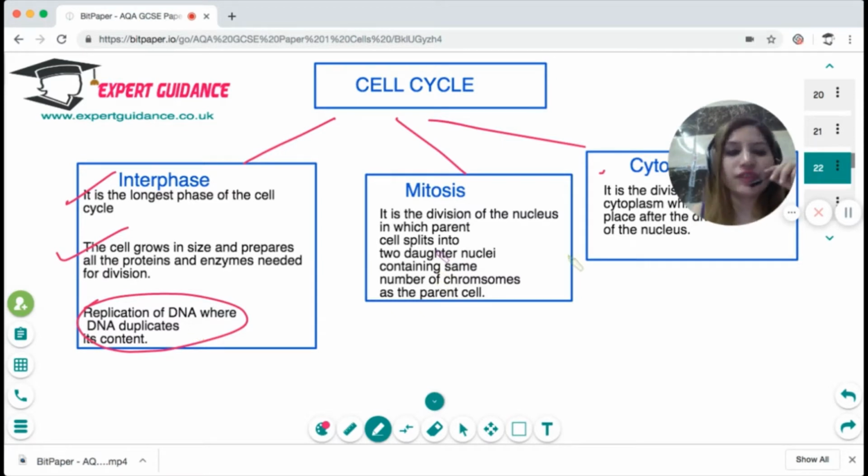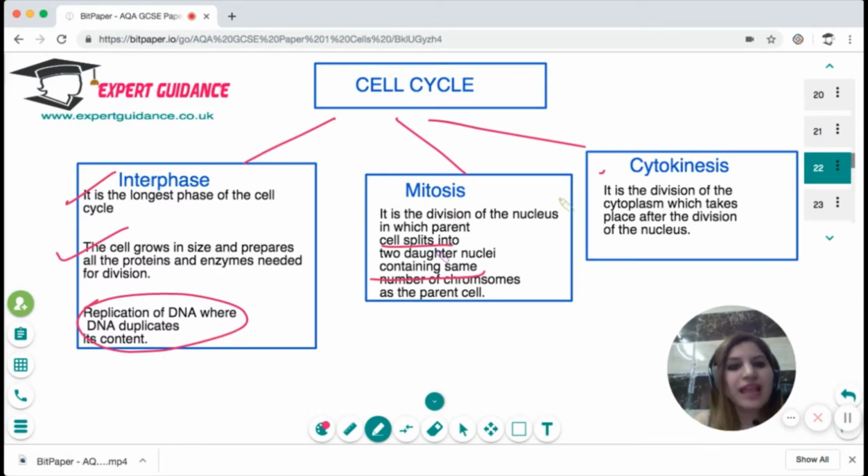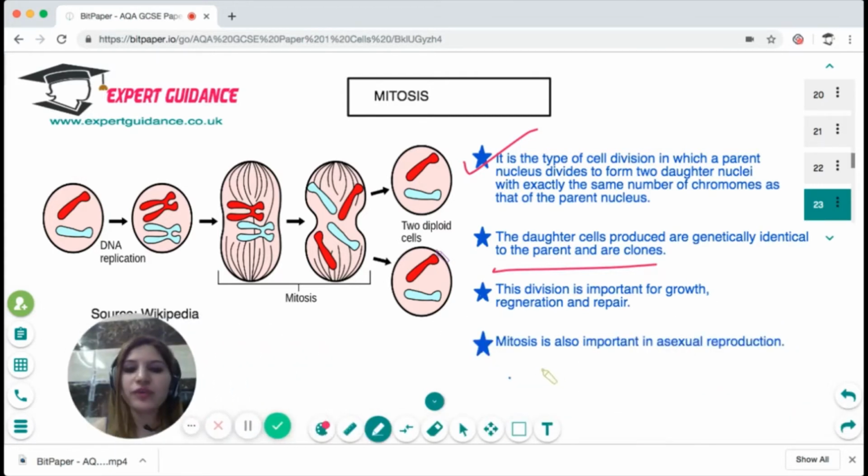Mitosis is a division of the nucleus, in which the parent cell splits into two daughter nuclei, which contain exactly the same number of chromosomes as the parent cell, so the daughter cells are genetically identical. And next is cytokinesis. It is a division of the cytoplasm, which takes place after the division of the nucleus. Now, what is mitosis? It is a type of cell division in which a parent nucleus divides to form two daughter nuclei with exactly the same number of chromosomes as the parent nucleus. The daughter cells produced are genetically identical to the parent, and we can call them clones. This division is important for growth, regeneration, and repair, and mitosis is also important in asexual reproduction.